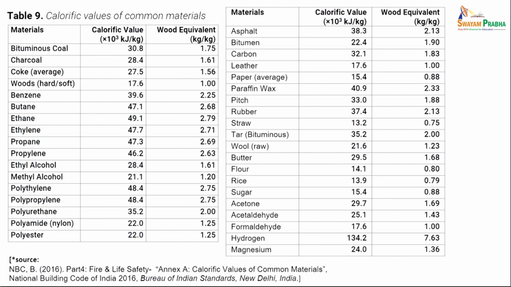You see calorific values of some common materials taken from the National Building Code, because the calorific value is discussed here. So, this list is provided over here, taken from the National Building Code. The wood equivalent is also given. If you see wood as an item, because we use wood in a building, wood is considered as 1.